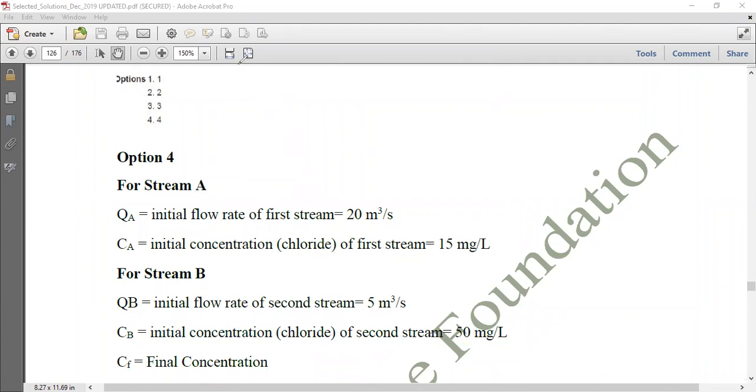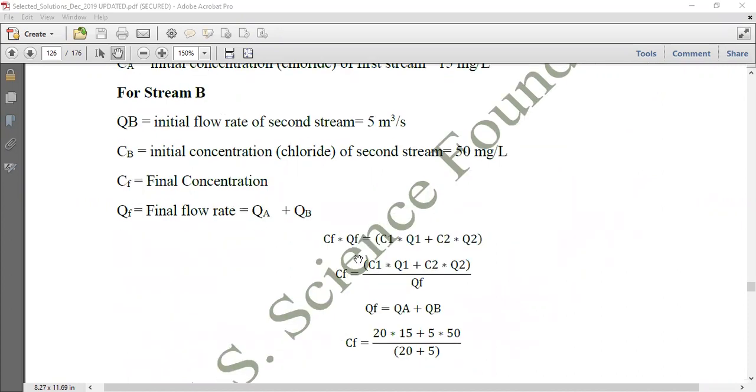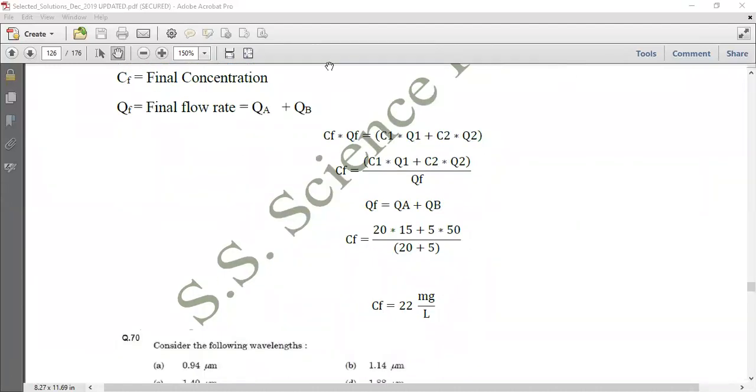Now you simply have to apply this. Cf is the final concentration, and Q final is the final flow rate. So simply apply Cf QF is equal to C1 Q1 plus C2 Q2, and Cf we have to calculate. So Cf equals C1 Q1 plus C2 Q2 divided by QF, and Q final, that is flow final, is QA plus QB. We put in the values, and finally the answer comes out to be 22 mg per liter.